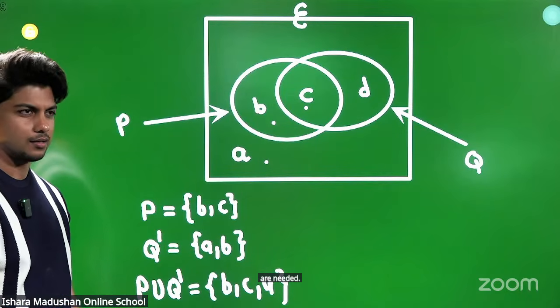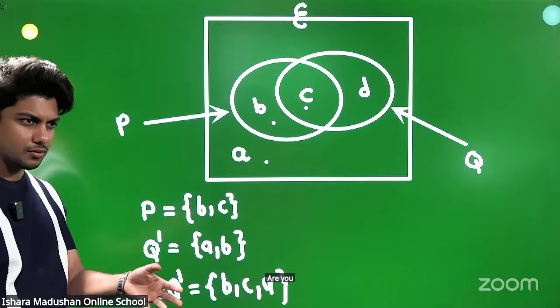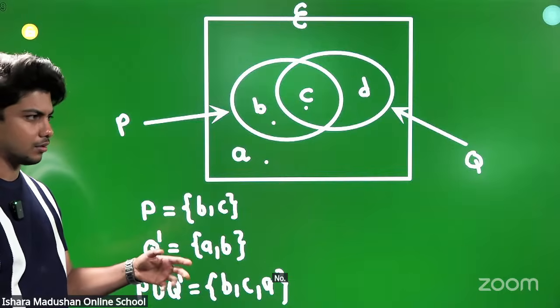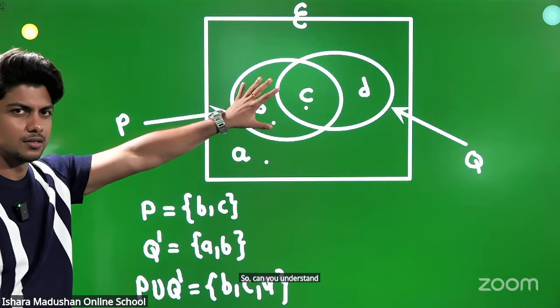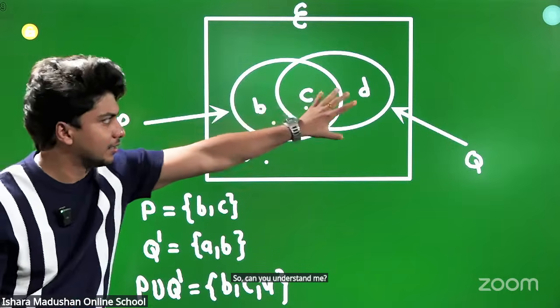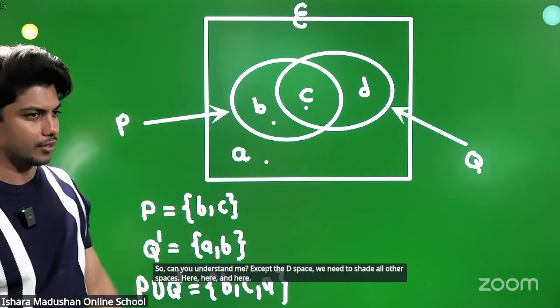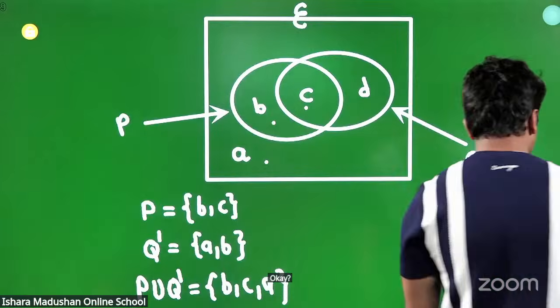Hurry. Are you a new student? No, sir. So can you understand me? Yes, sir. Now, except the D space, we need to shade all other spaces here and here and here. Okay? Yes, sir. Okay. Thank you.